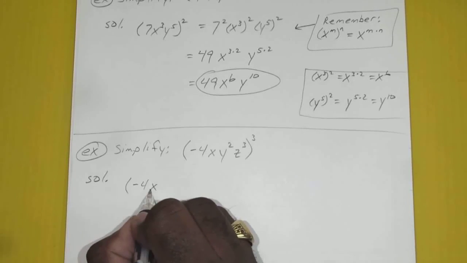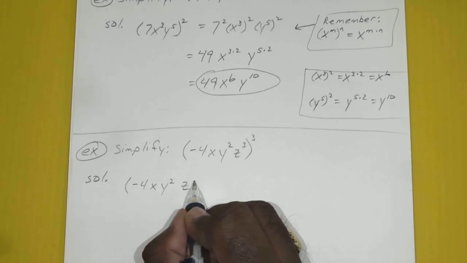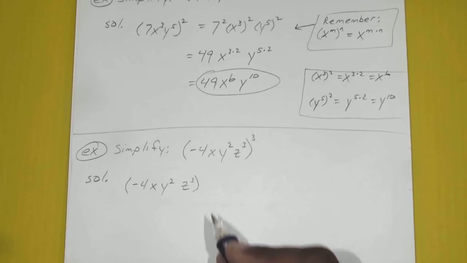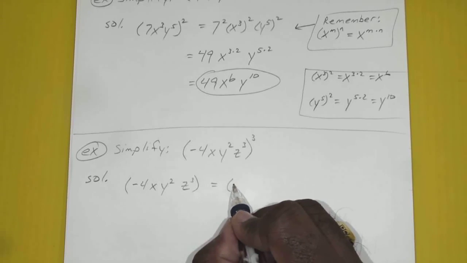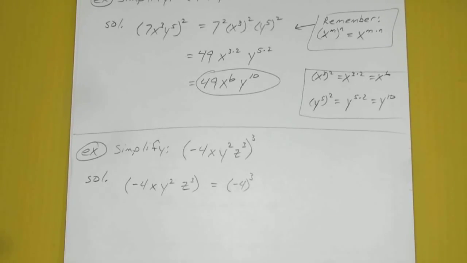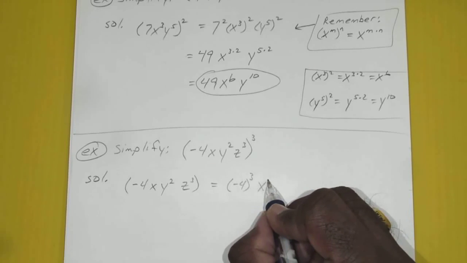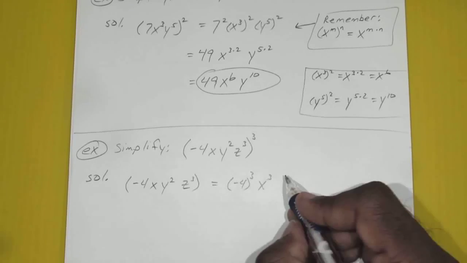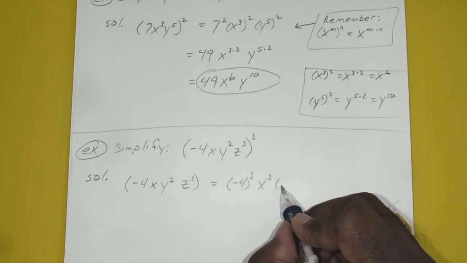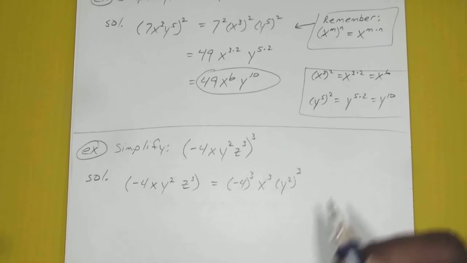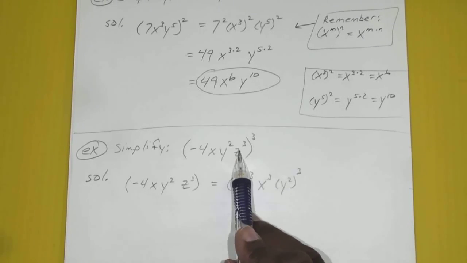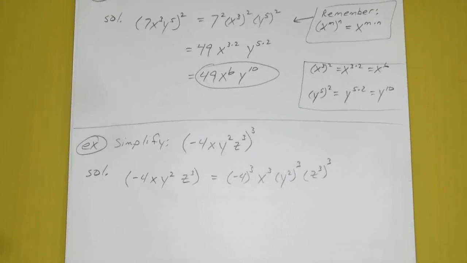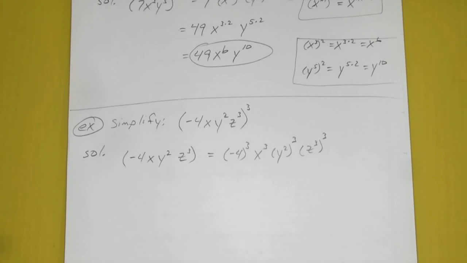So you have -4 x y squared z to the 3rd power. We're going to go ahead and distribute that outside exponent. So that means you have -4 to the 3rd power times x. There is no exponent there, so you can just make that x to the 3rd power. You don't need parentheses for that one. That y squared, you make that to the 3rd power. And z to the 3rd, you make that to the 3rd power.